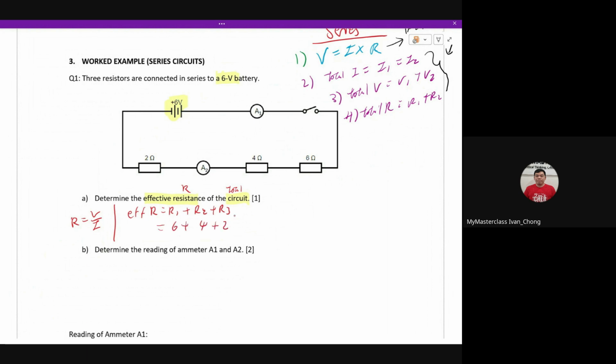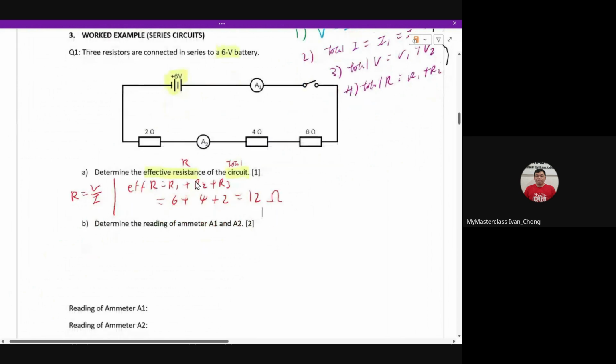Okay, so all you need to do is just add them up. 6, 4, and 2. Now, because the app that I use to draw the circuit doesn't allow me to use decimal places, by right you should have 6.0, 4.0, 2.0. All of them are 2SF, so you just continue using 2SF: 12 ohms.